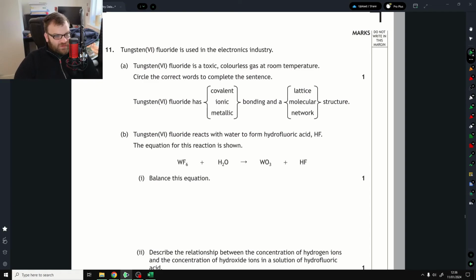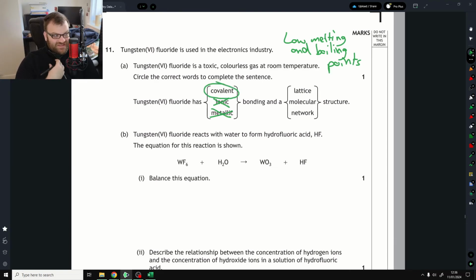Previously, we talked about that if it's a metal and a non-metal, it would likely be ionic. However, you need to look at the rest of the information. So because it tells us that it is a colourless gas at room temperature, this must mean it's got low melting and boiling points. If it has low melting points and boiling points, it cannot be ionic. It's a compound, therefore it cannot be metallic. It has to be covalent.